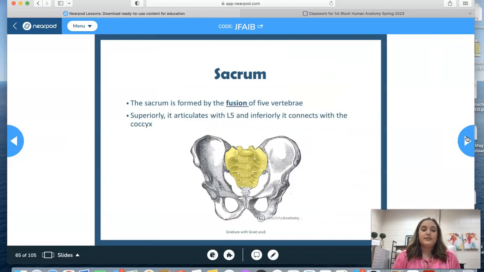The sacrum. So the sacrum is formed by the fusion of 5 vertebrae. It articulates with L5, and it inferiorly connects with the coccyx. So it articulates, it meets with the 5th vertebra in the lumbar region. And then it connects with that bottom coccyx.